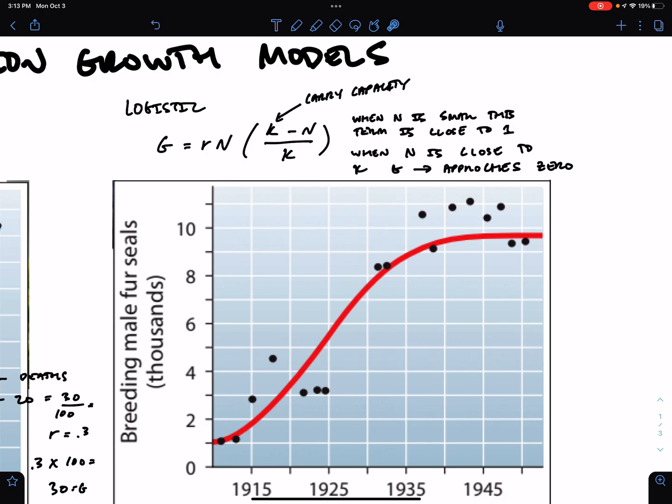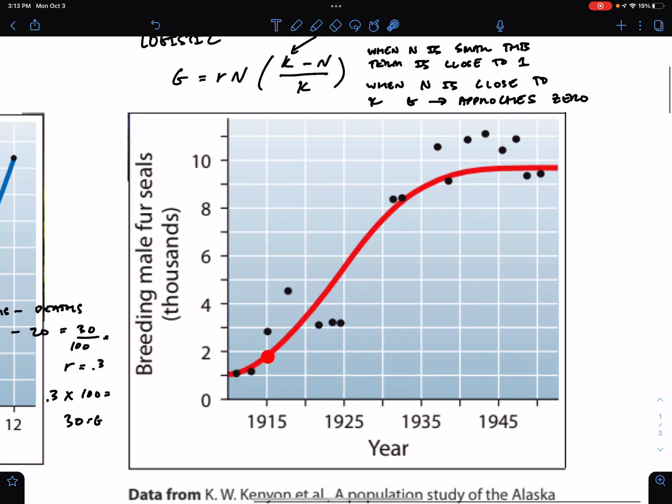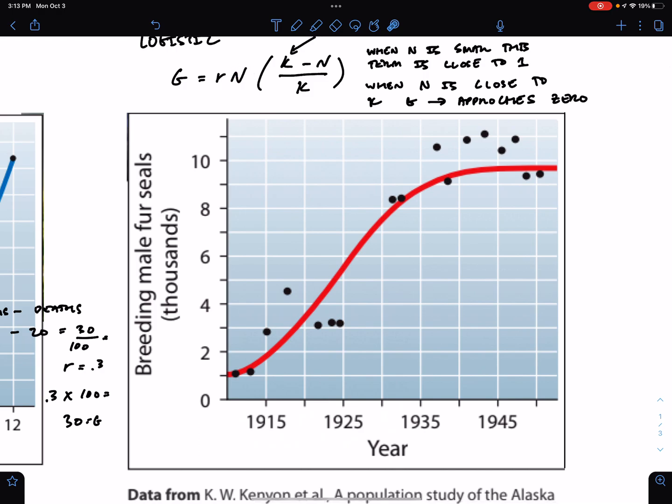Okay, so we have slow growth at the beginning when N is small, and therefore G is small. And then there's a point in the middle where G is very big because N is still relatively small compared to K. This term hasn't really kicked in yet, but then as this term approaches 0, G gets smaller again. So there's a point in the middle, the inflection point in the graph, where G is going to be the fastest, where the slope of this curve is the steepest.